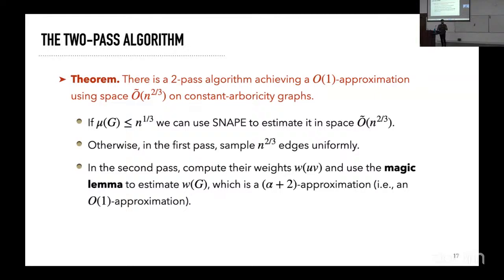Notice that the magic lemma is more and more useful if you have more and more edges. And somehow you use that to estimate the total weight, which you already know is an alpha plus 2 approximation to the maximum matching size. And we've assumed here that alpha is a constant, at least for this simplified version of the proof. And that's it. That's the two-pass algorithm.